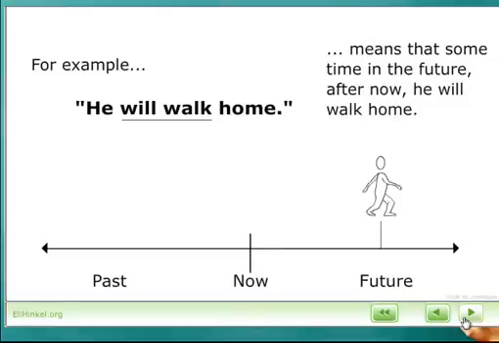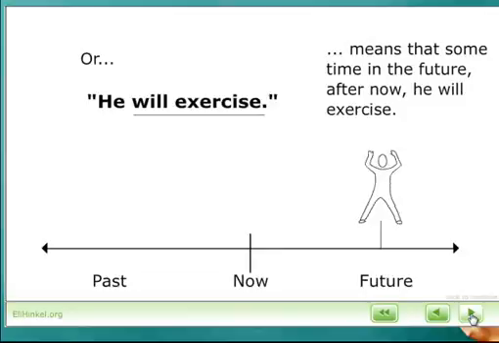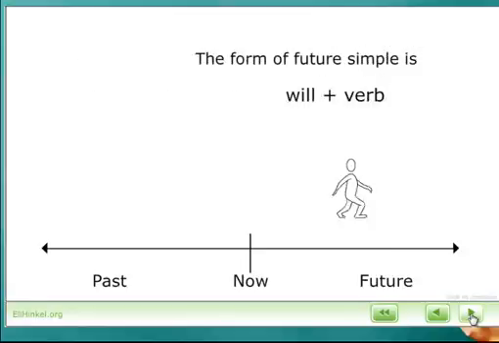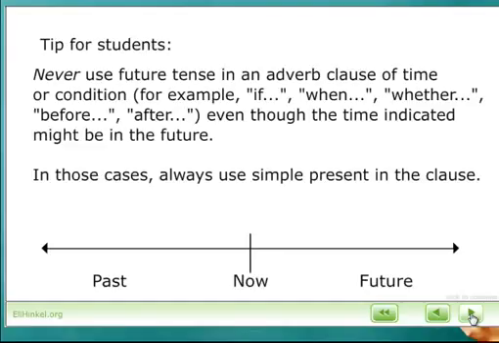She will go home. He will exercise. I will eat supper later. The form of future simple is will plus the verb. Will walk, will sleep, will eat.